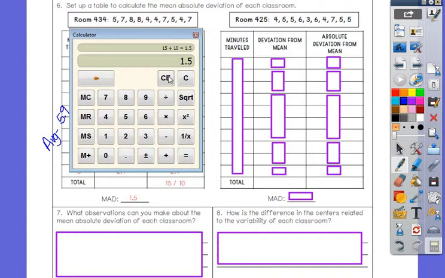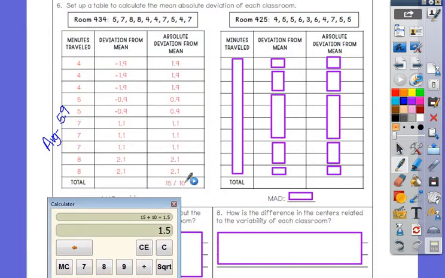Alright, I would like you to pause the video and try this chart, then come back to the video and I'll go over the chart and we'll review these answers. Alright, let's see how you did on room 425. We had to list the data points in order, and we got that. Deviation from the mean.